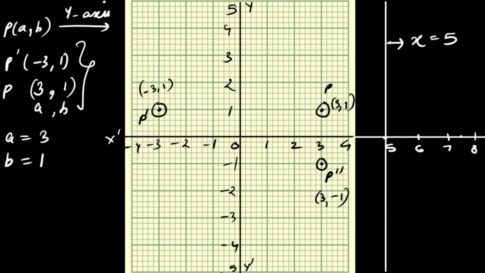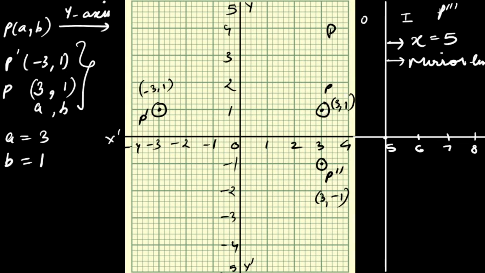I've just extended my x-axis. See, if point P is on this side of the graph, then P triple dash will be on the other side, because this is the object and this is the image. They both should be on different sides of the mirror line. So this line is now acting as a mirror line.